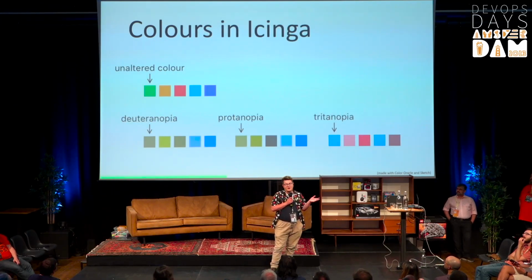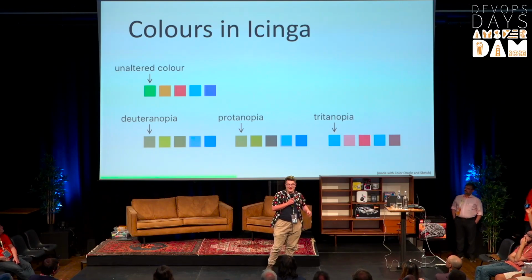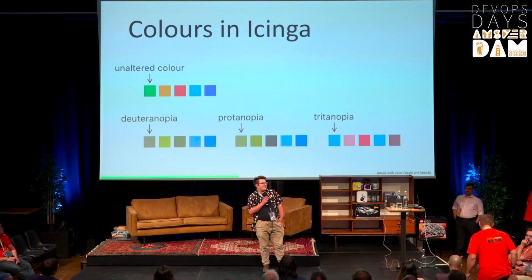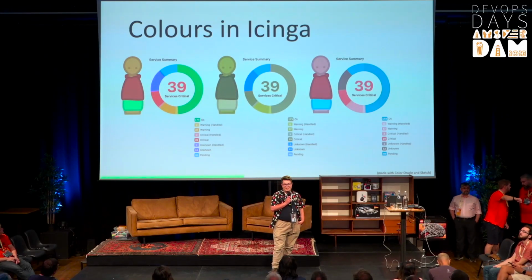So in Icinga and a lot of other monitoring tools, we have green for things that are okay and red for things that are not okay. And as you can see, it's a bit difficult to tell for people that have that kind of blindness. So I'm going to be showing you little examples of what it looks like.